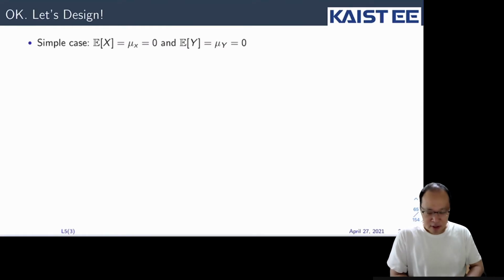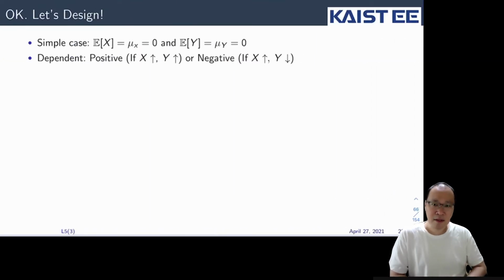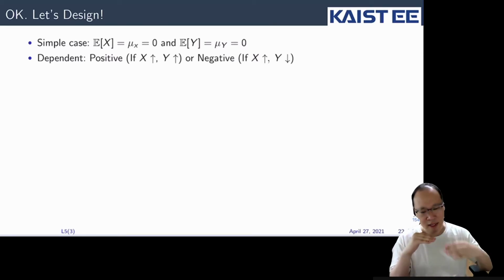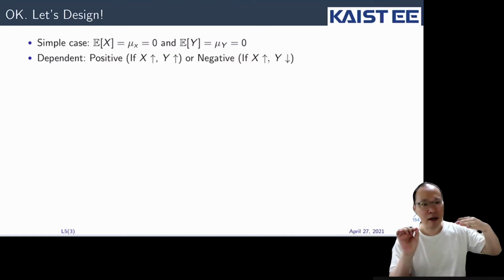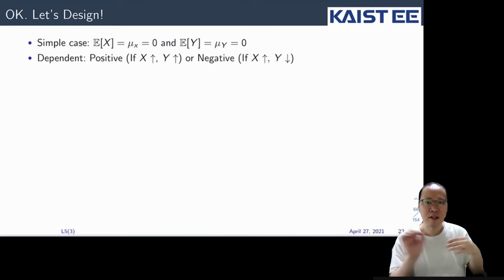Okay. All right, how can we design the metric that quantifies the degree of dependence? In order to simplify the situation, let's assume the situation where the expectations of the two random variables are 0. Now we're going to recover this into a more general case. What do we mean by dependent? Well, that means that whenever x goes up, then y tends to have large values. That's a sort of positive dependence. And the other way around, whenever x goes up, but y tends to have small values, then that's a negative dependence.